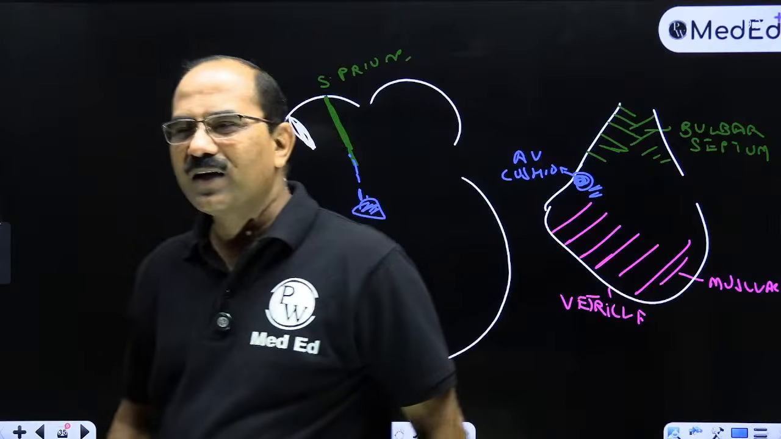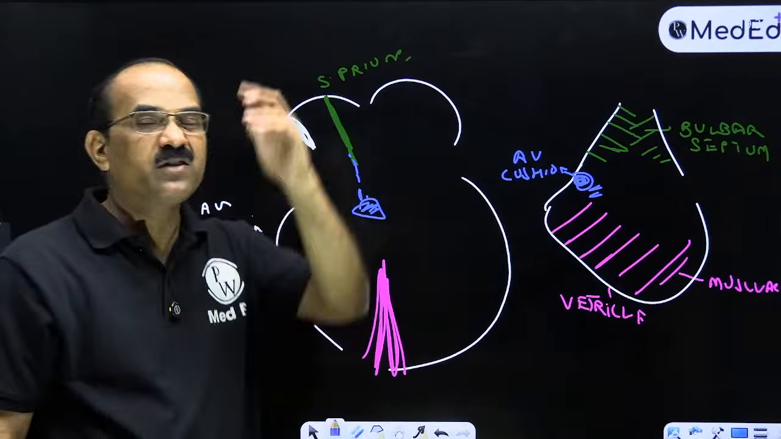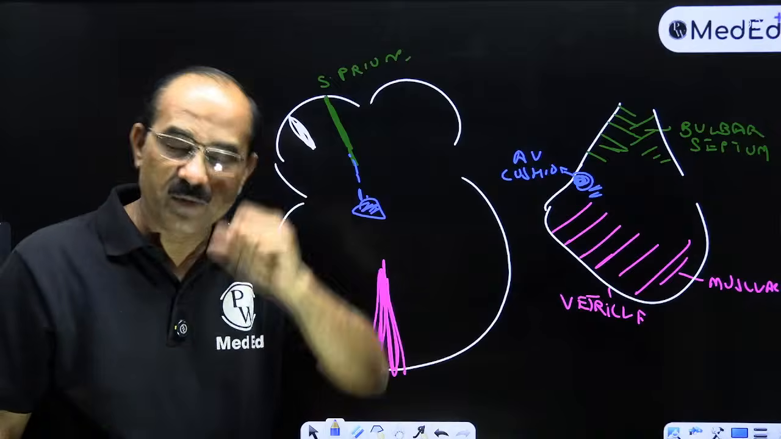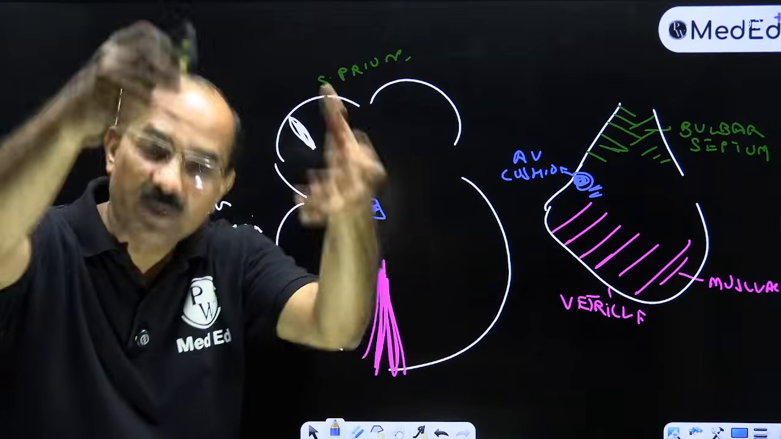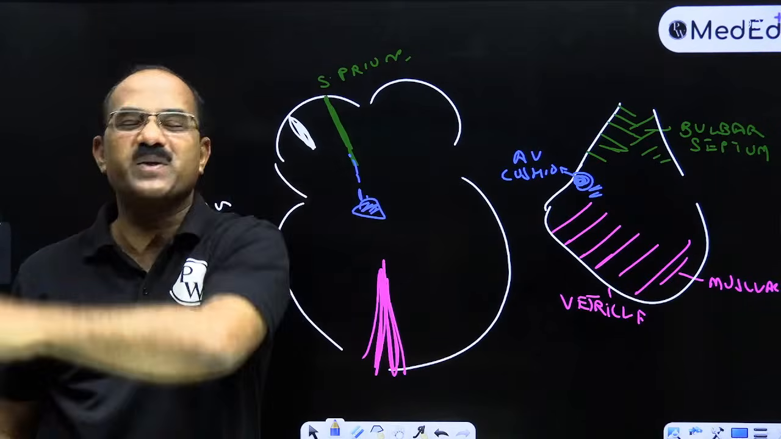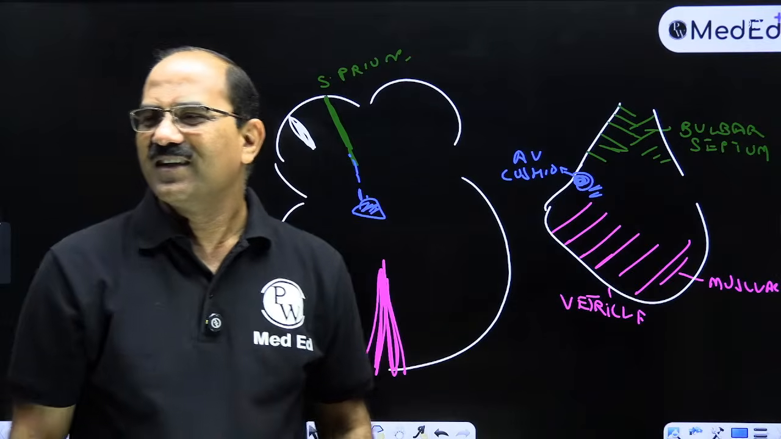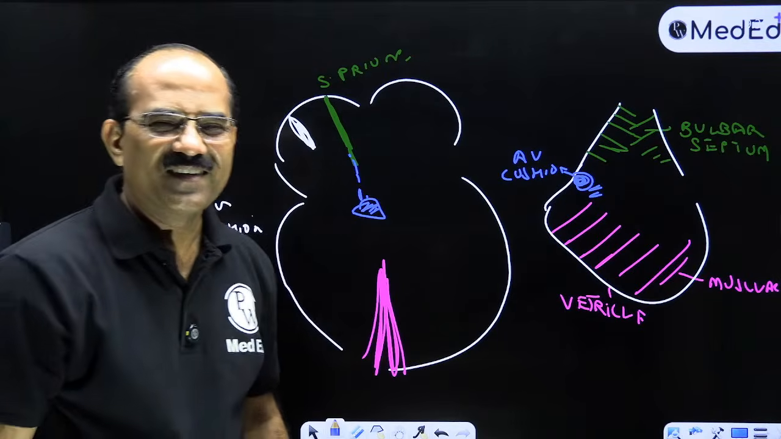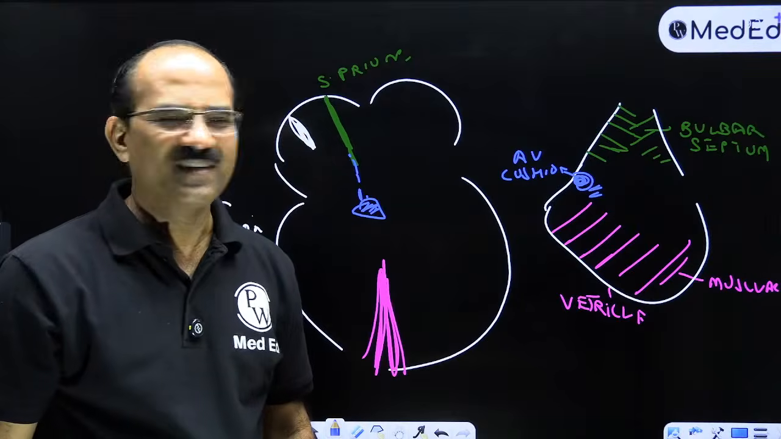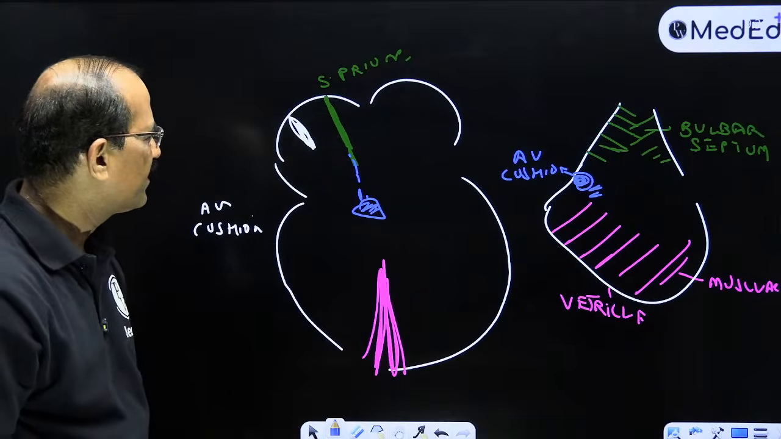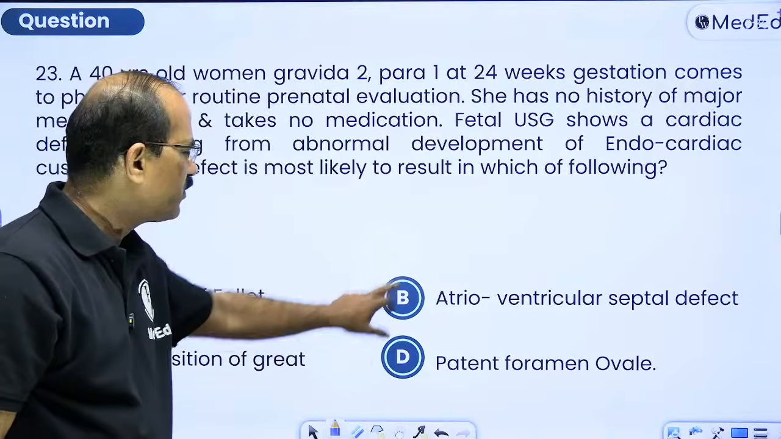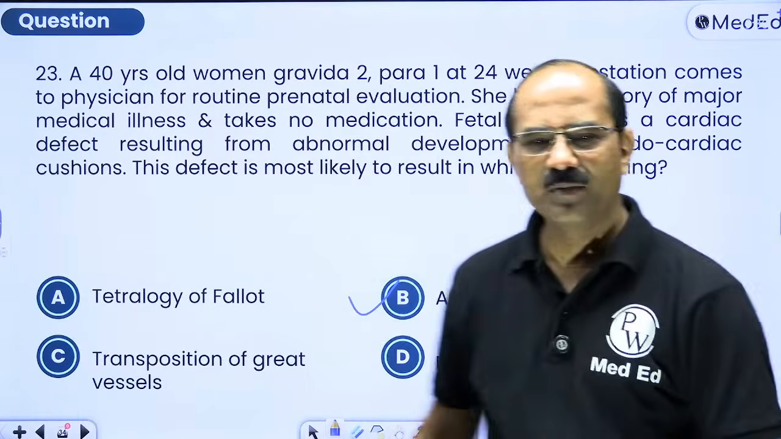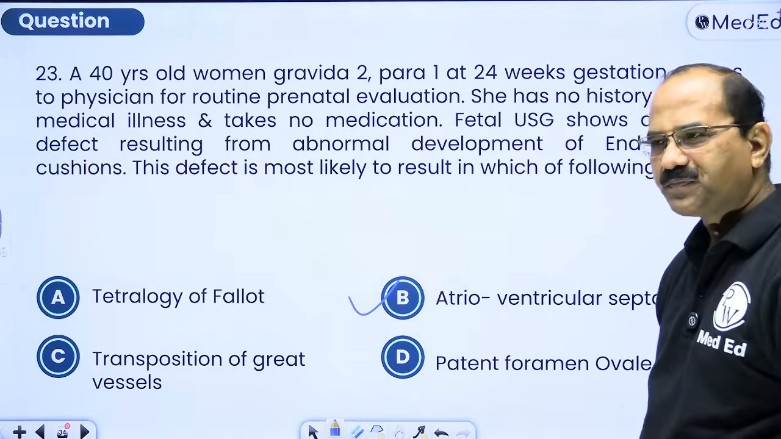Understanding this, if the AV cushion is not there, the interatrial septum will not be formed, so there will be a defect. The interventricular septum will not be formed, so there will be a defect in that too. Understand? So this will be atrioventricular septal defects. The answer will be atrioventricular septal defect.